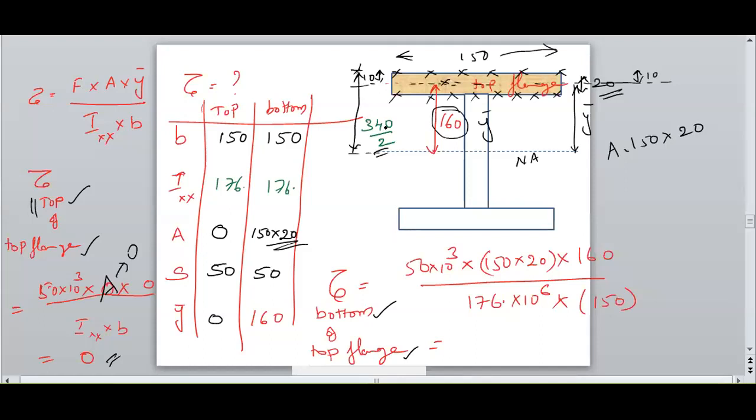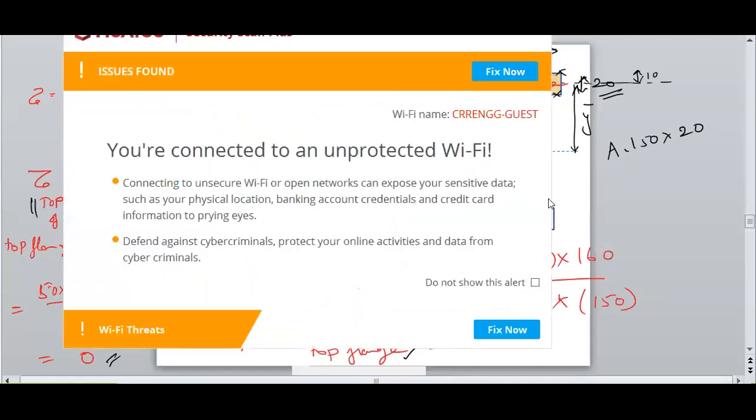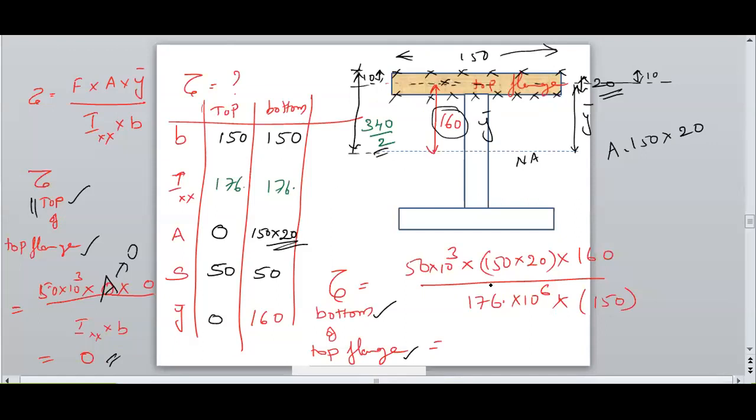So it is nothing but 170 minus 10, which gives the 160 value of Y bar. So this is the Y bar. And the width of the flange here is 150 mm. Therefore, B is 150 mm, and the Ixx value will be the same, and the shear force will be the same.